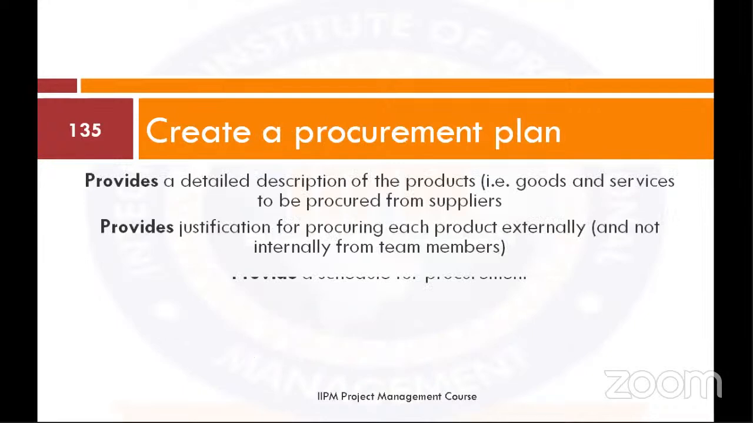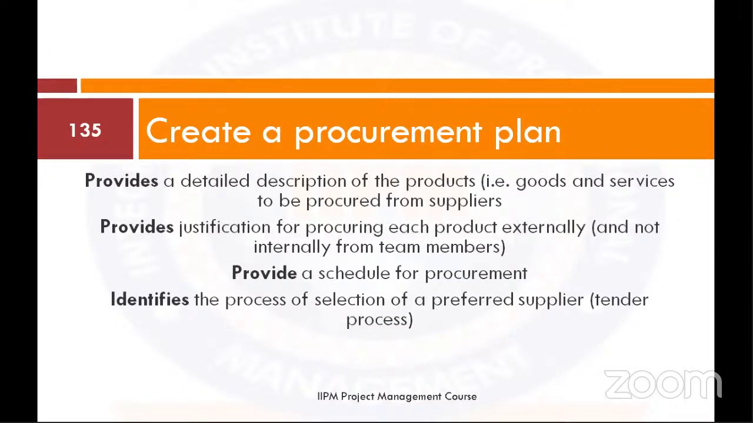Then your procurement plan. How do you buy resources and raw material? How do you employ? Provide a detailed description of the products, that's goods or services, to be procured from suppliers. Provide justification for procuring each product externally and not internally from team members. Provide a schedule for procurement, and then identify the process of selection of a preferred supplier, such as a tender process.